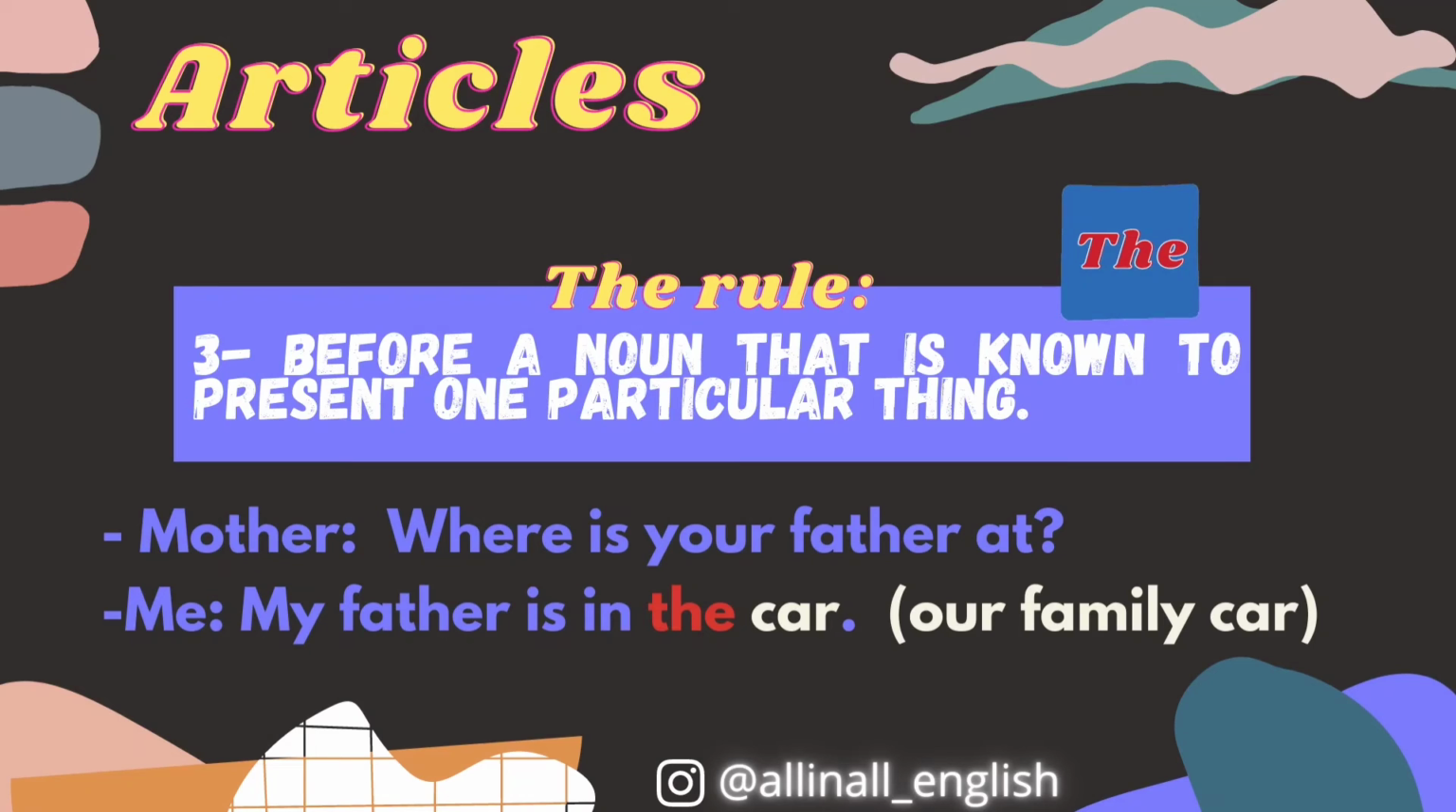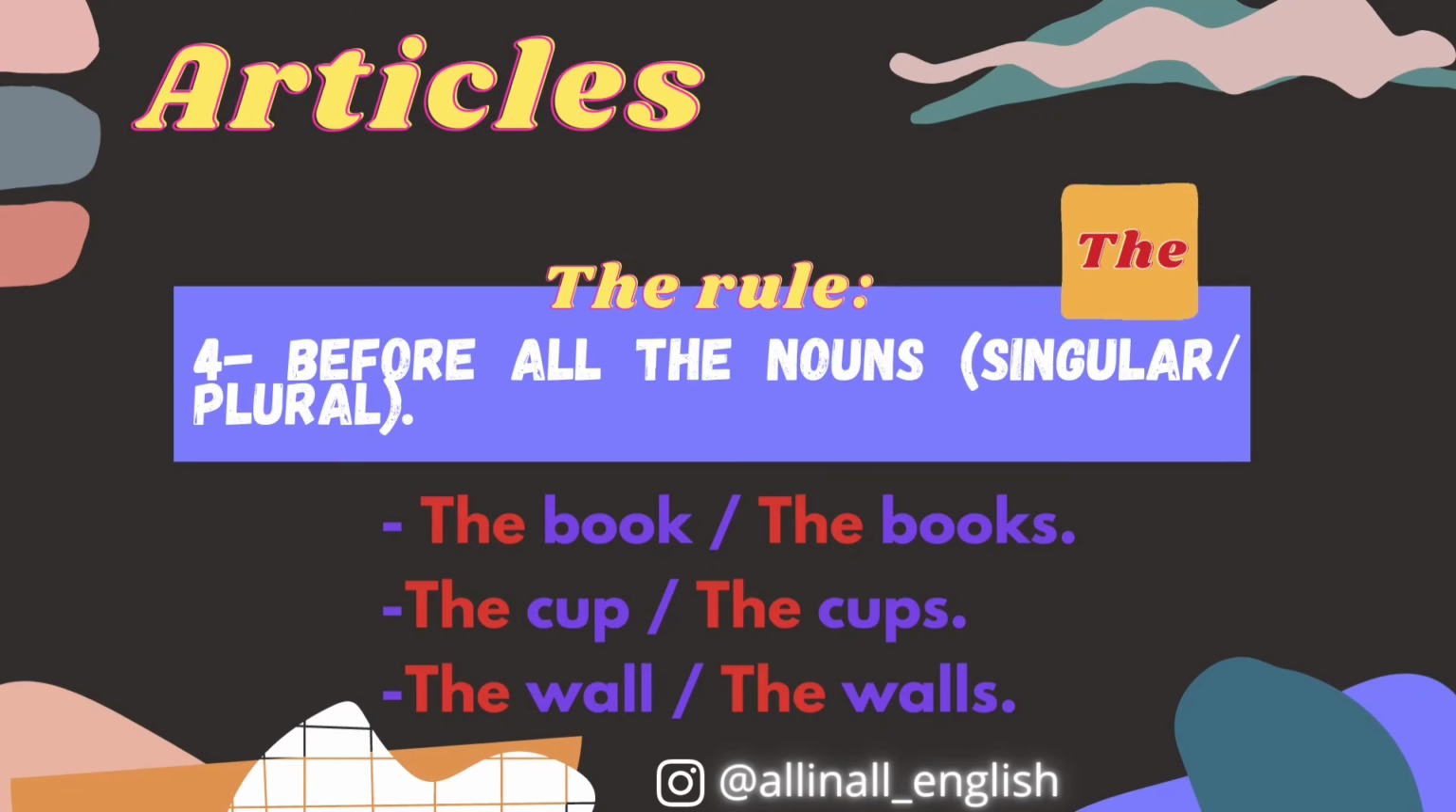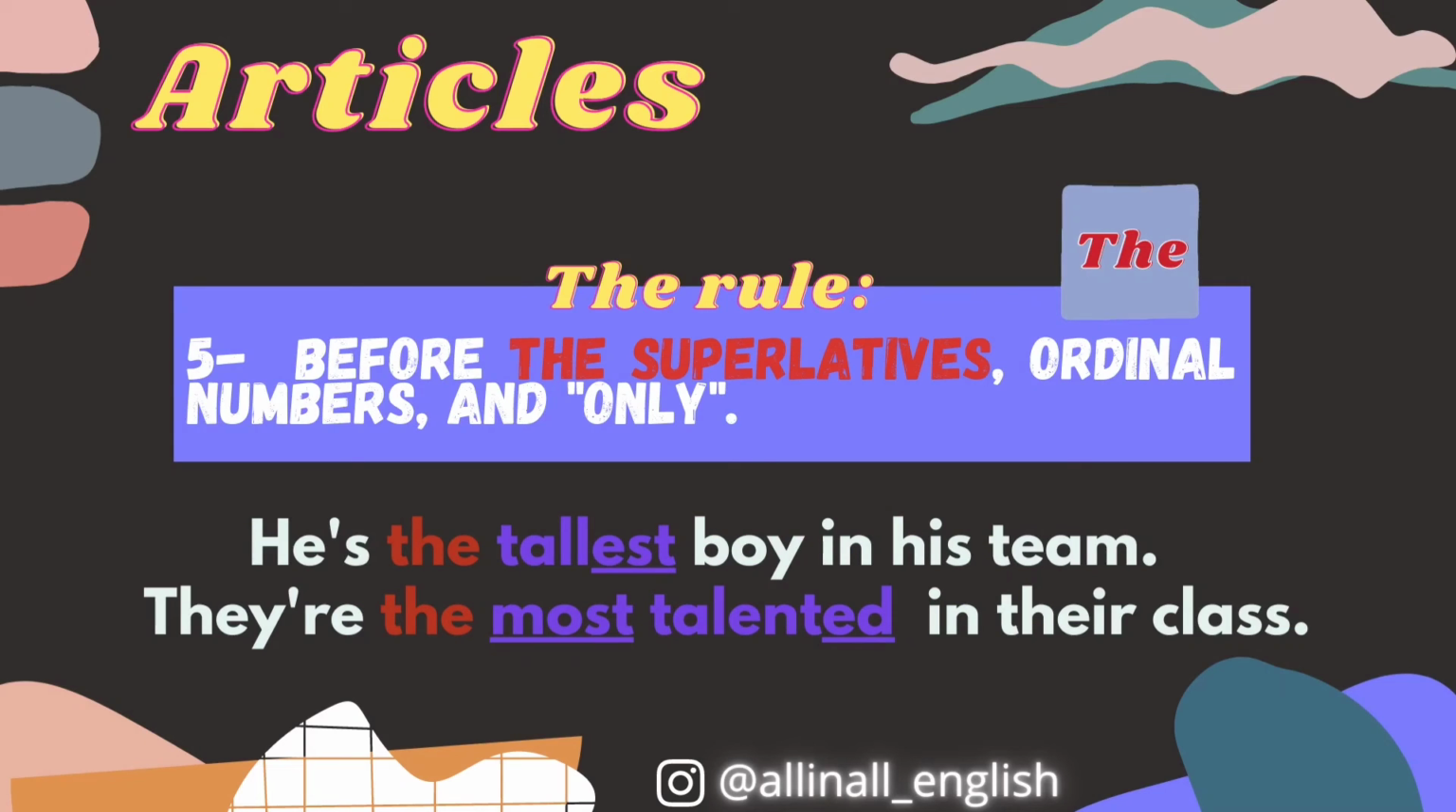The fourth case of the article "the" is that it is used before all nouns, singular or plural. For example, by saying the book and the books, the cup and the cups, the wall and the walls, etc. All of these words are nouns, so we use the article "the" before the nouns, whether singular or plural. The fifth and last case of the article "the" is that it is used before superlatives, ordinal numbers, and the word "only". Let's see some examples.